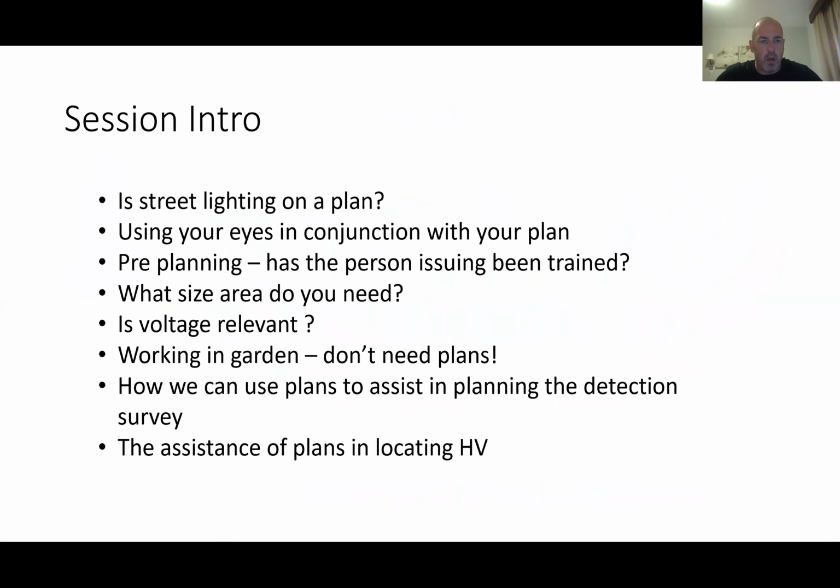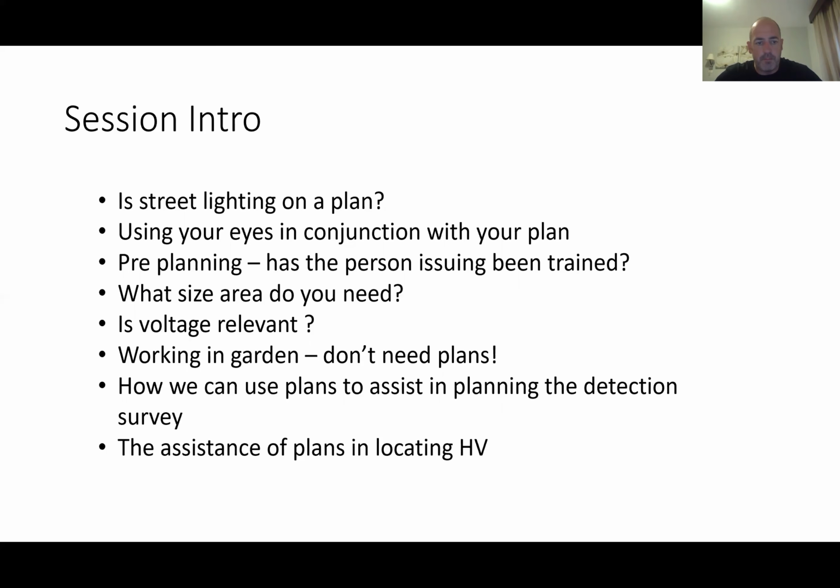I'm just wanting to run through what we're going to look at. First of all, street lighting on a plan. We're going to specifically talk about using your eyes in conjunction with your plan, observation and looking around. We're then going to talk a bit about the pre-planning, and what I mean by this is the person who's actually producing the plans. Do they know what is relevant information? For example, what size area do we need? Sometimes we see it where plans might be zoomed in a little bit too much in the belief that we're helping people, but as you'll see coming up, that might actually hinder somebody.